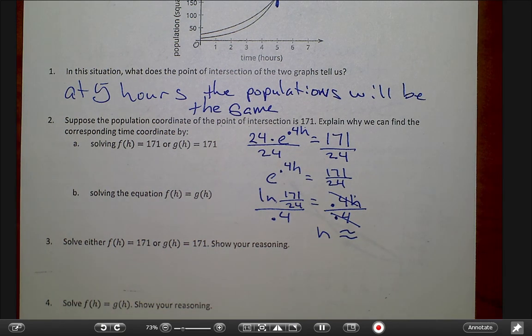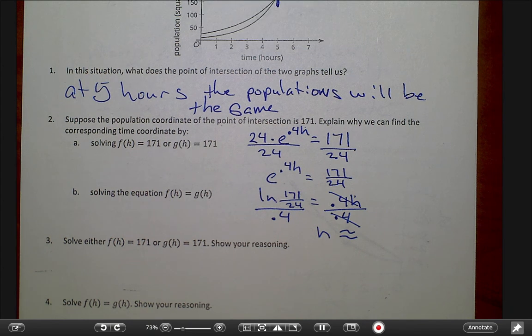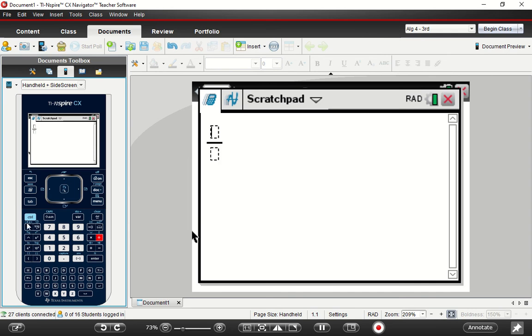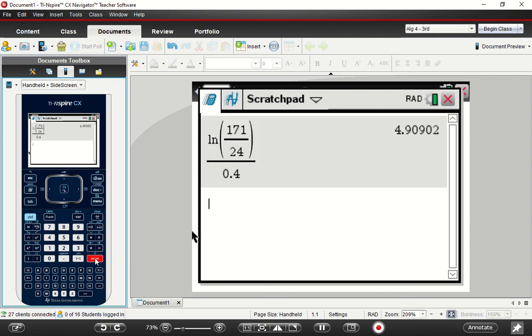Oh, good job. All right, so I'm going to put it on my calculator so you guys could actually see this. A couple people were having trouble with it earlier, so I want to make sure you guys actually do see what we got here. So I'm going to go control divide, and it's going to be ln of 171 over 24 divided by 0.4. So it should look like this. So we get 4.9 hours, right?